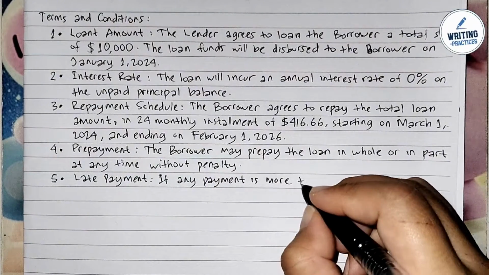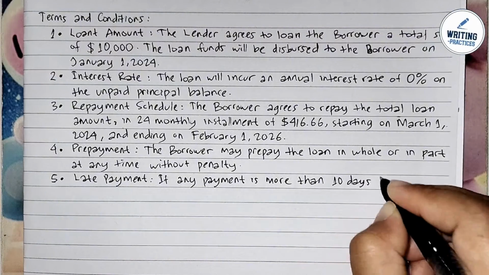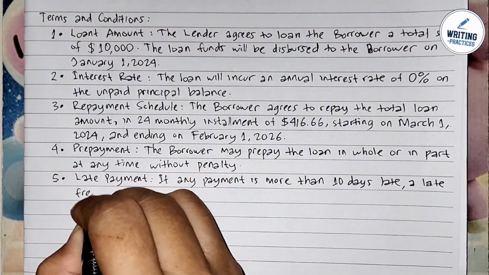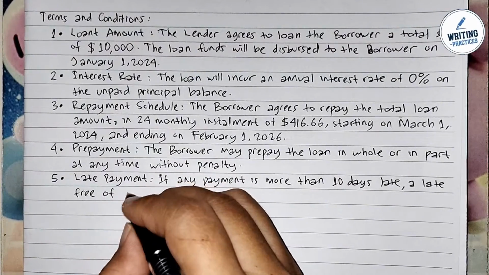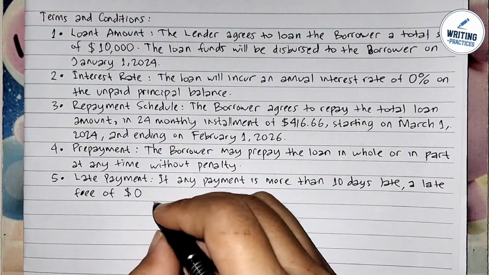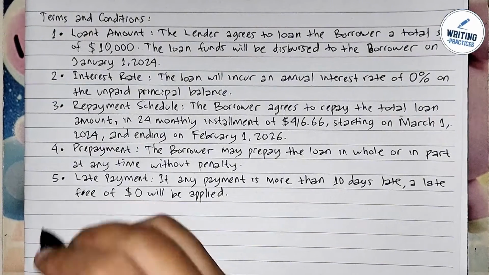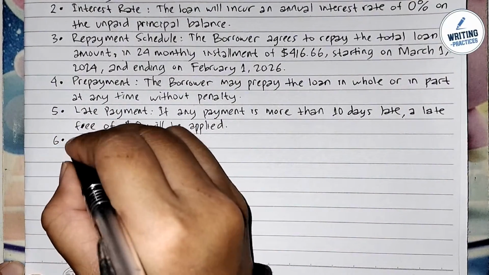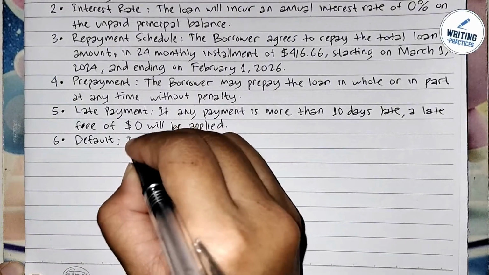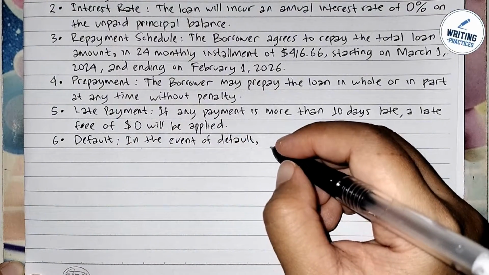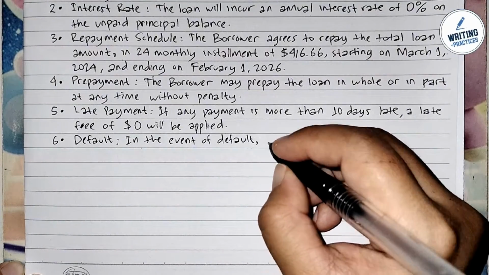Number 5. Late payment clause. In this section, you must specify the fee that will be incurred if payments are not made on time, setting expectations for punctuality. In this sample, I apply $0 for the late payment as the fee. Therefore, I write it this way. 5. Late payment. If any payment is more than 10 days late, a late fee of $0 will be applied.